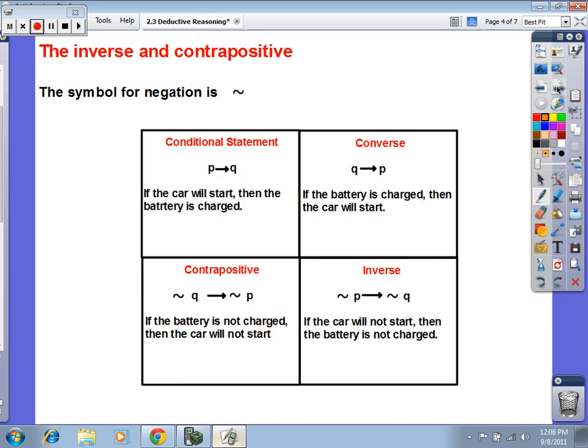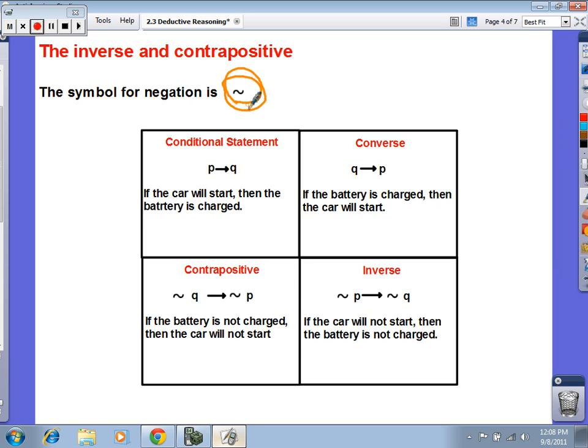Alright. Let's look at, okay, the inverse. We're only going to show you 2 symbols. The first one was your arrow. This one right here, circle it. What does that one mean? That's how you negate things. Do you remember negation for the inverse and the contrapositive? So here's our original statement right here. If P then Q, P implies Q. If the car will start, then the battery is charged. The converse, you just flip it. If the battery is charged, then the car will start. But do you remember the inverse and the contrapositive? You have to throw the word not in there. And this word right here means not.